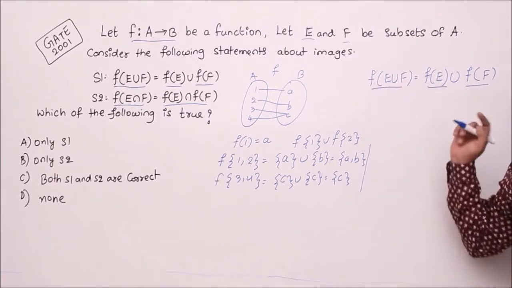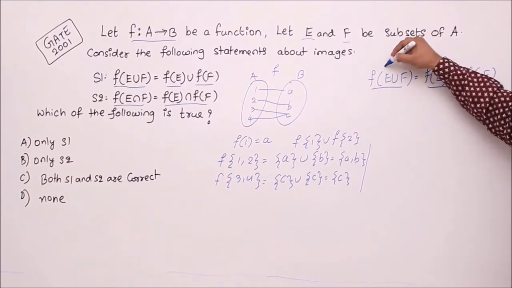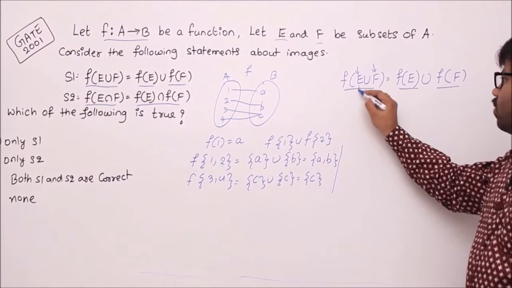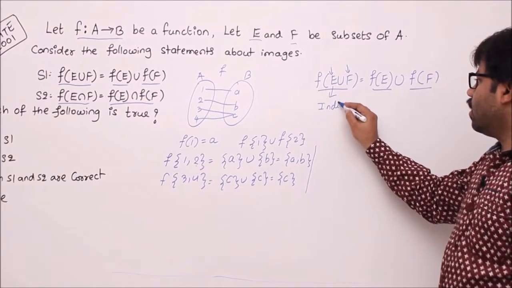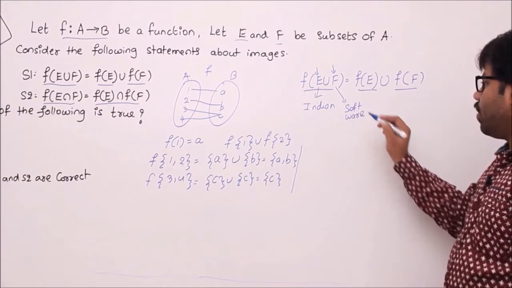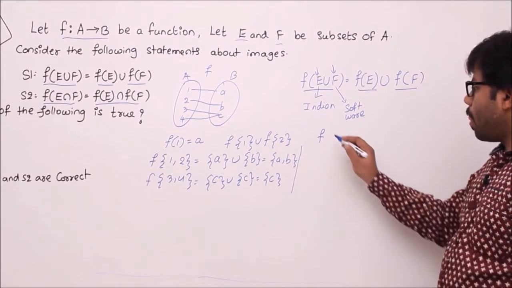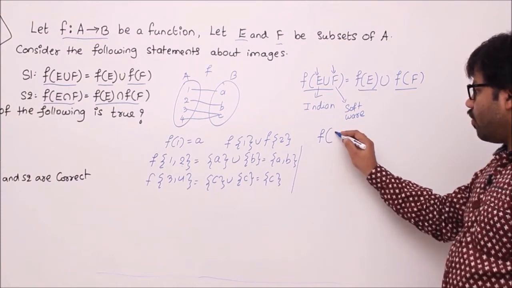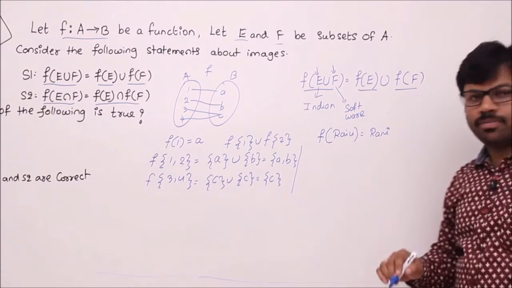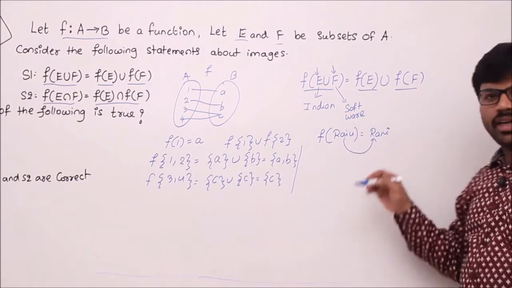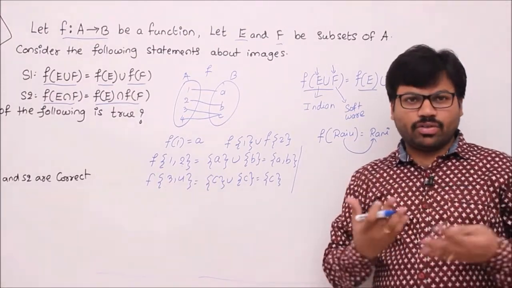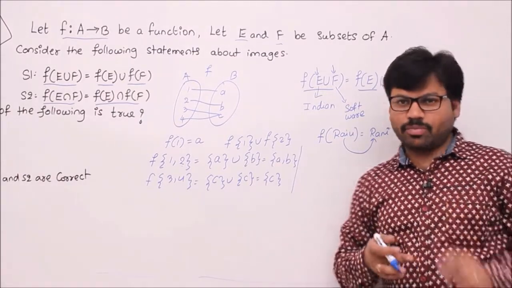So what is f of E union F? For that, I interpret E and F with some real world entities. Let's take E as Indians, all the Indians. F means software engineers. So try to interpret this. Let's say, from now onwards, f of Raju is Rani. Then we interpret it like Raju's wife is Rani, so that your understanding will be more lively and you can easily understand the problem.